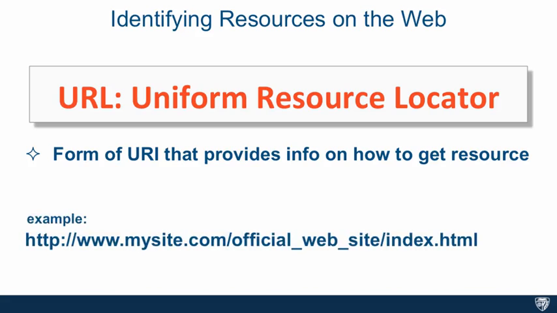So for example, if you tell me that it's HTTP www.mysite.com/officialwebsite/index.html, I know exactly where to get it because mysite.com only exists in one place. So I know where to go to get that resource.